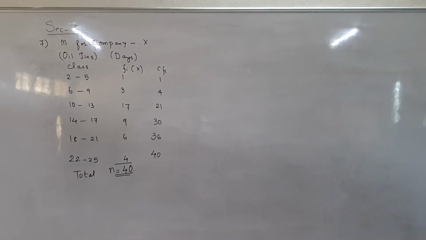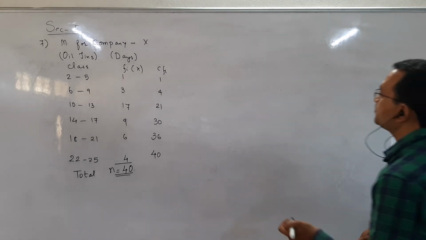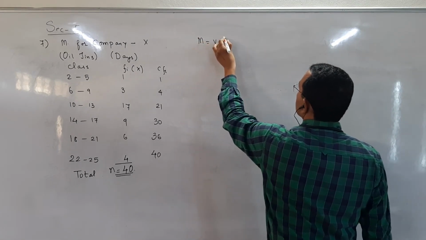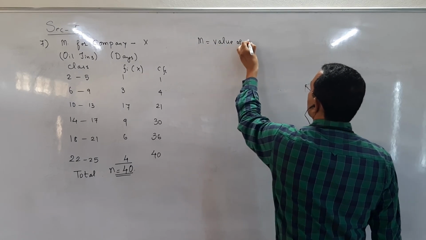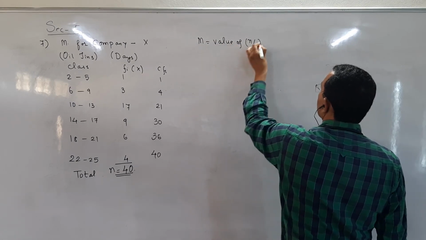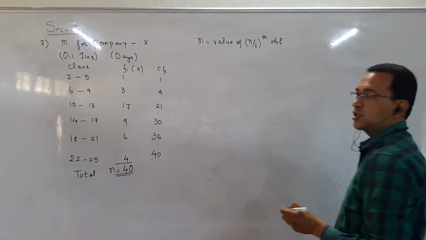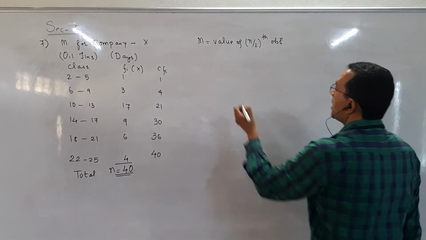Now students, we have to operate median because it is told that if median is used for comparison, then check which company has higher median sales. So we start with median is equal to value of n by 2th observation. So 40 by 2.